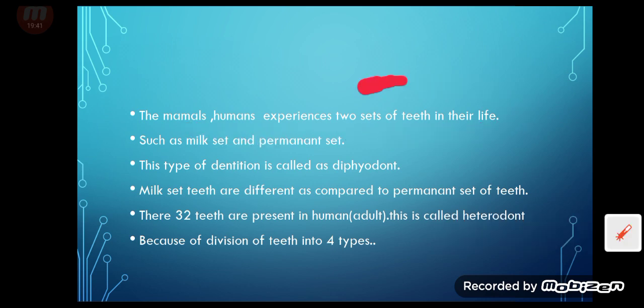Humans experience 2 sets of teeth in their life. It means 2 sets are experienced by them. That is why it is called diphyodont. When you are kids, for example at the age of 1 or 2, you will have a milk set, and after being an adult, you will get a permanent set. So the two sets to be remembered are the milk set and the permanent set.